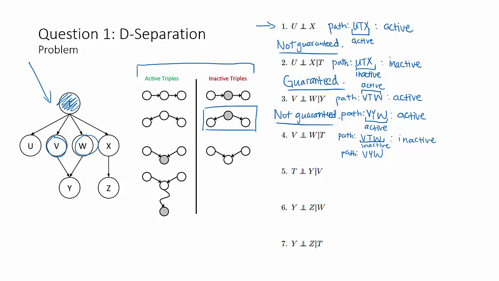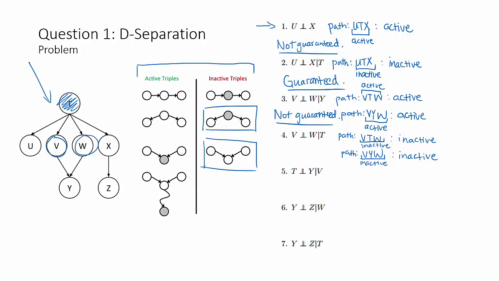Let's take a look at the second path, VYW. There's one triple, VYW, that's a triple with the middle node unobserved. So we have to be a little careful here. We first have to check if there's any descendants of Y that are observed. Luckily, Y doesn't have any descendants, so we're fine. And so we can conclude that this is a common effect triple with the middle node unobserved and none of its descendants observed, and so it's an inactive triple. And since we have found at least one inactive triple along this path, this whole path is inactive.